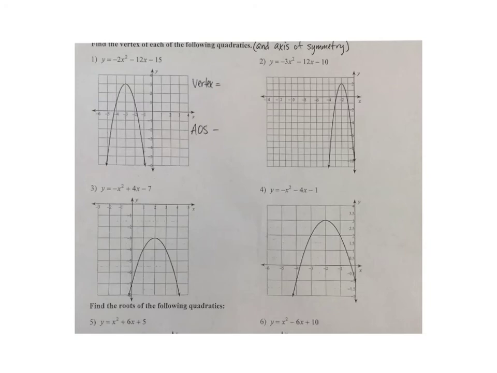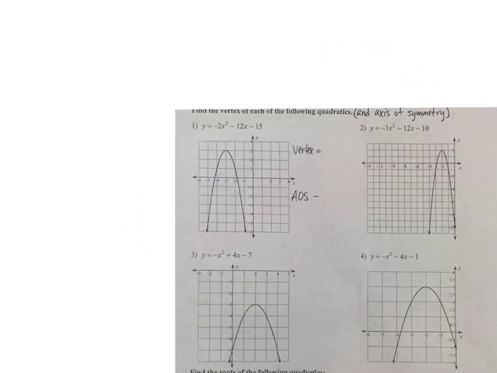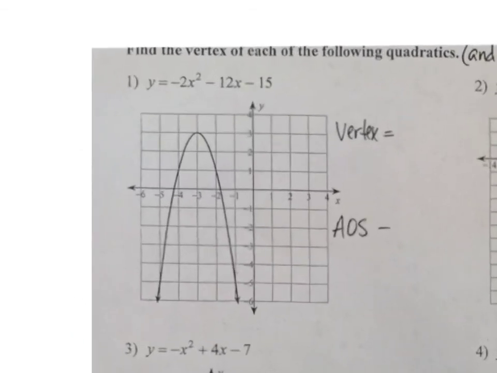So for some practice on this, let's look at doing some examples. We are going to look at number 1. I want to find the vertex and the axis of symmetry. The vertex is going to be the highest or lowest point on the curve, which is right here. This ends up being a max, and we need to find that exact point, which is -3, 3. So that would be your vertex.